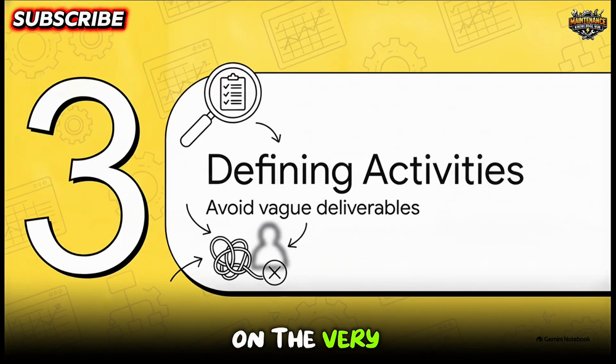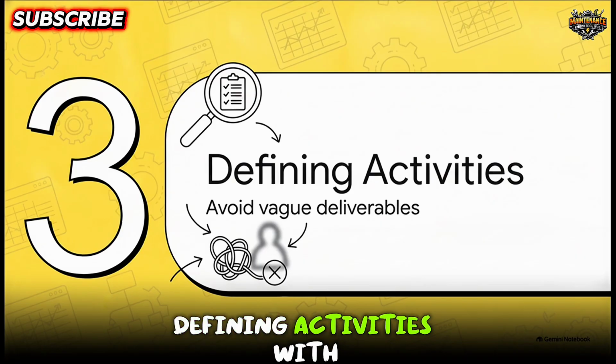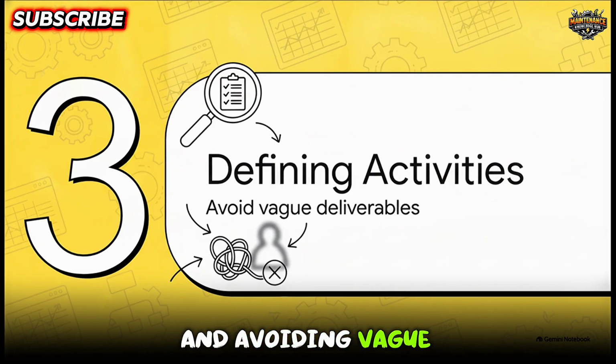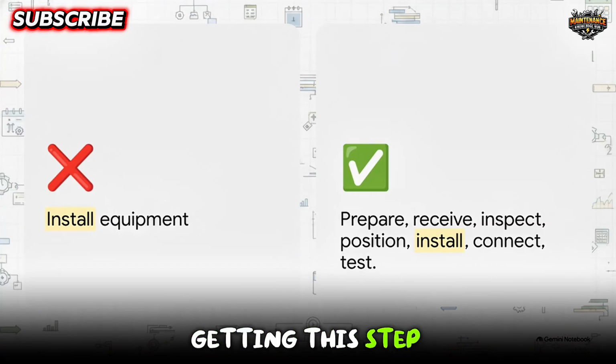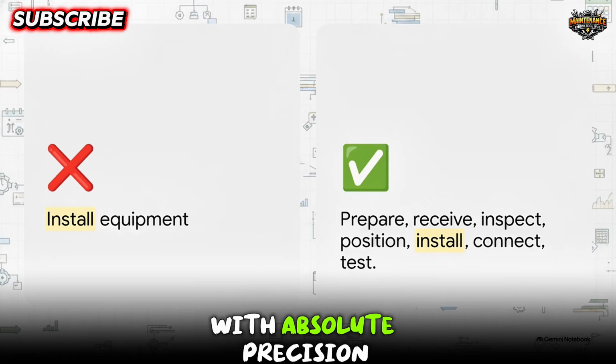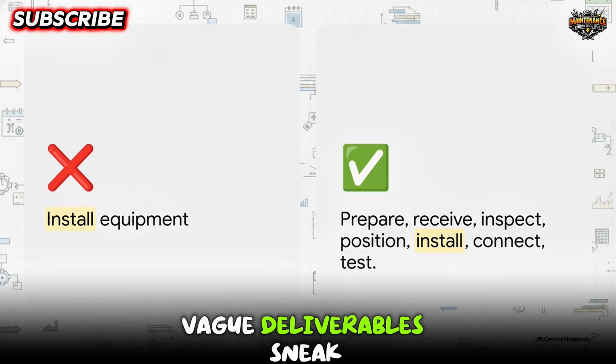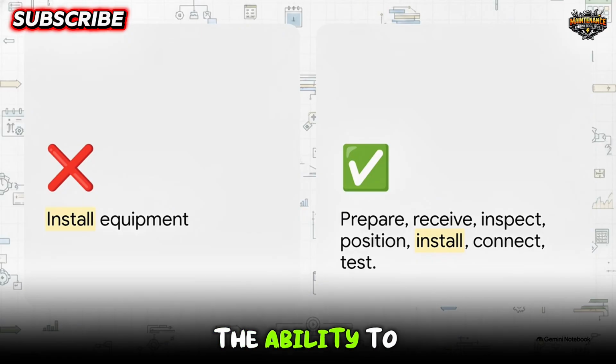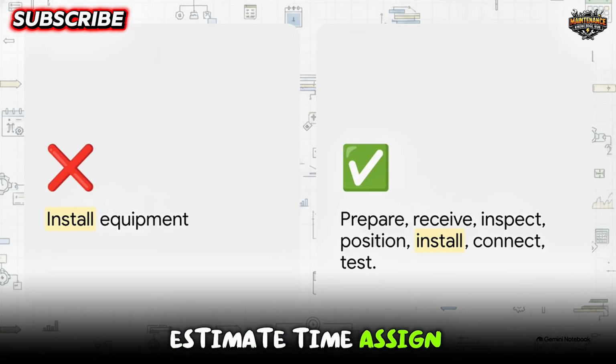We're zooming in on the very first step here, defining activities with precision and avoiding vague deliverables. Getting this step wrong literally derails your entire schedule before it even begins. You have to define your activities with absolute precision. If you let vague deliverables sneak in, you instantly lose the ability to accurately estimate time, assign the right people, or track progress. Ambiguity is the enemy of a successful project.